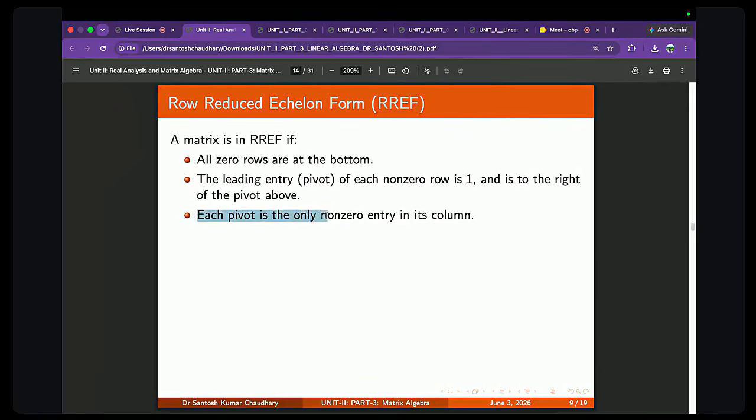Each pivot is the only non-zero entry in its column. The third condition is that the elements below and above the pivot element must be 0. So that is saying each pivot is the only non-zero entry in its column.